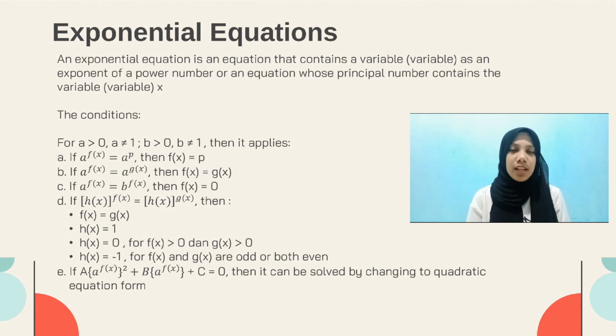5. If a multiplied by a to the f(x) in curly brackets squared, plus b multiplied by a to the f(x) in curly brackets, plus c is 0, then it can be solved by changing it to quadratic equation form.